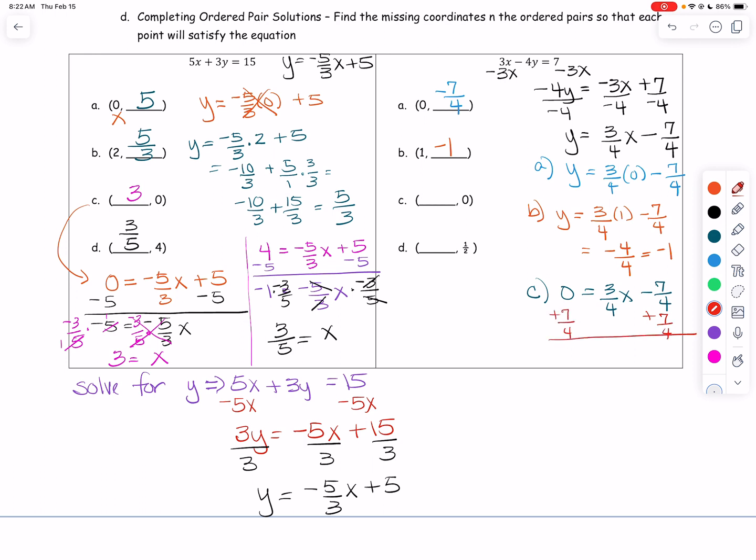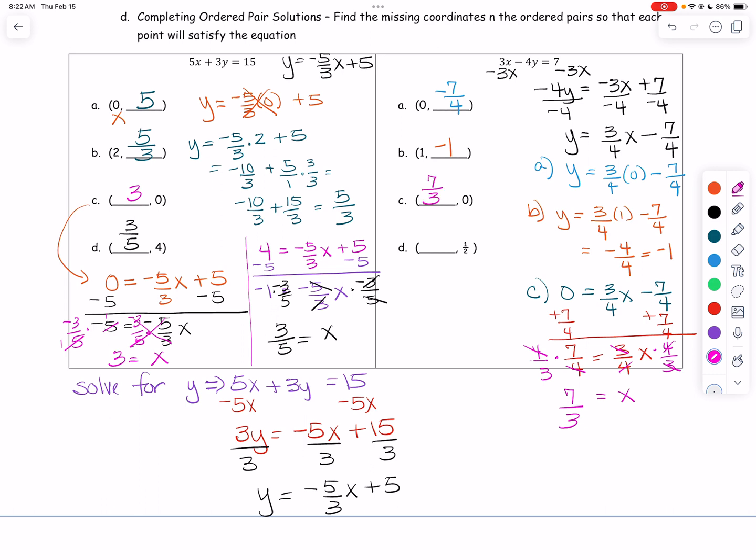And so 7/4 is equal to 3/4 x. And then we're going to multiply by 4/3. And so the 4's are going to cancel. These are going to cancel. And so x is 7/3.